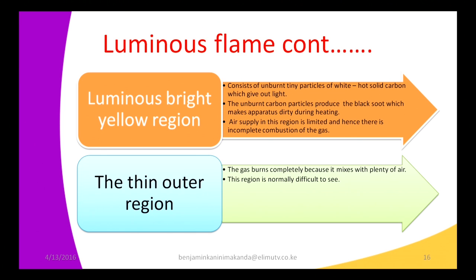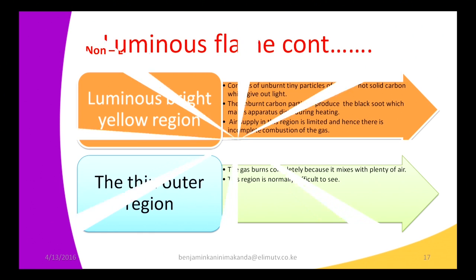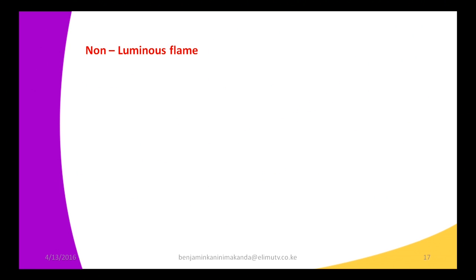What of the thin outer region? This is what we have to say. The gas burns completely because it mixes with plenty of air. This region is normally difficult to see. You may not be able to see it because it's very, very thin.